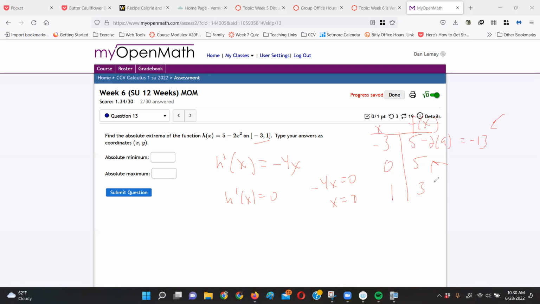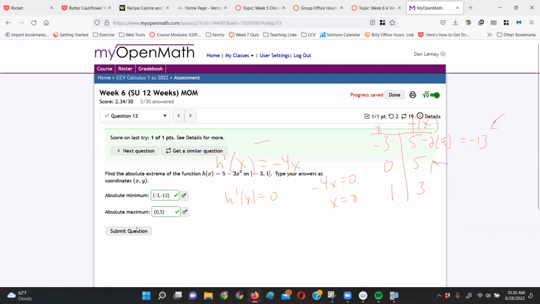So they want me to write them as coordinates here. Let's see how I do. Negative 3, comma, negative 13. Good. I'm not mixing up my minimums and maximums again. And here's a maximum that happens at 0, comma 5. Here we go.